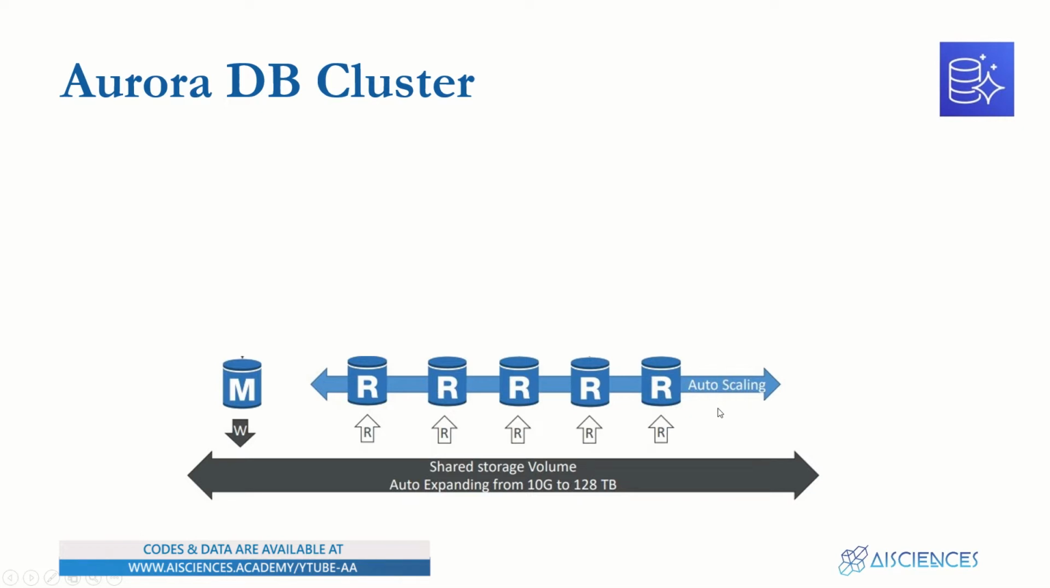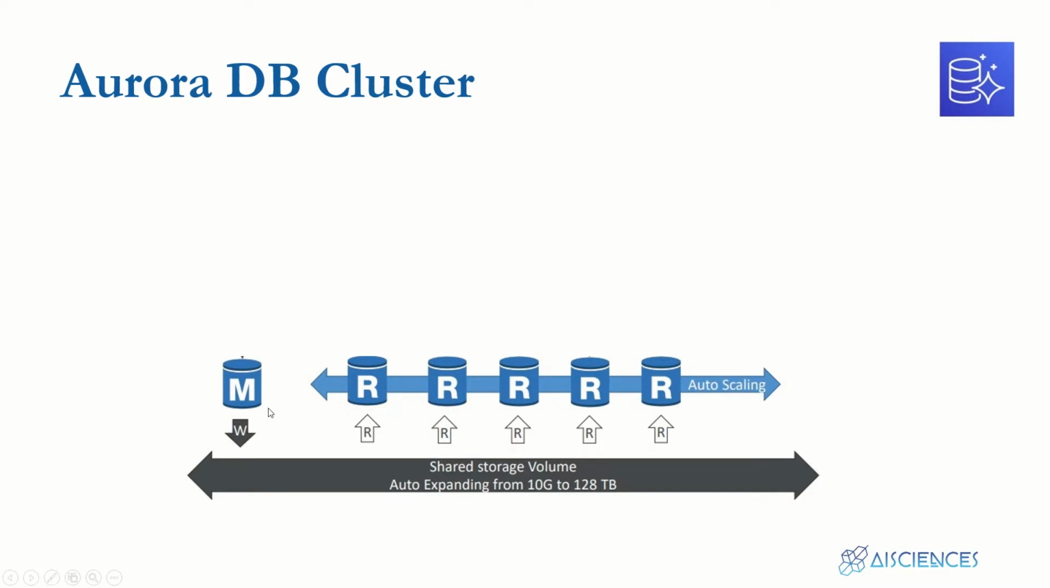I did not tell you about it. So auto scaling is the feature where your data expands automatically, right? Like if you have 1, 2, 3, 4, 5 read replicas, and somehow you need to expand, you need to have more read replicas. So in that case, you do not have to do it manually. Aurora would do it automatically for you. That is why it is called auto scaling, right? And it's a shared storage volume. Like auto expanding happens from 10 gigabytes to 128 terabytes.